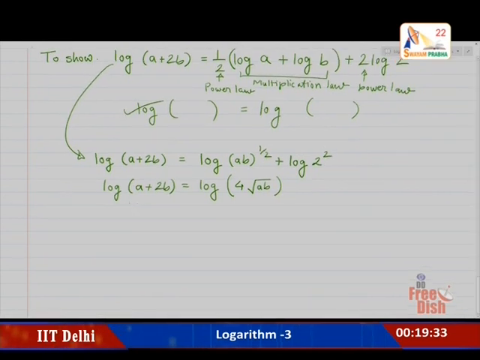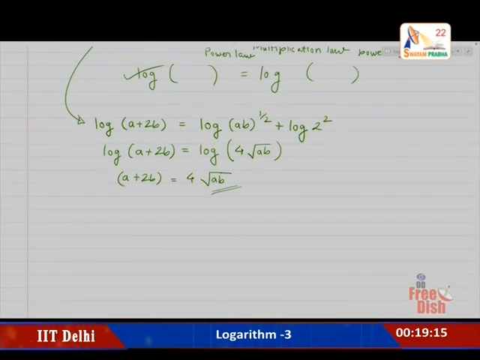So, I can write this as a plus 2b is equal to 4 square root of ab, but I do not like this square root because then I cannot handle many things. So, I want to eliminate this square root. Then what I will do is I will square both the sides. So, a plus 2b square is equal to 16ab.